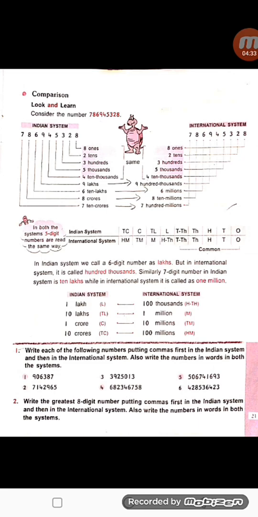Question number 1: we have to write each of the following numbers putting commas, first in the Indian system and then in the international system. First we will take a number, write it in the Indian system, and after that write it in the international system. Also write the numbers in words in both systems. Okay, shall we start? We should start now.